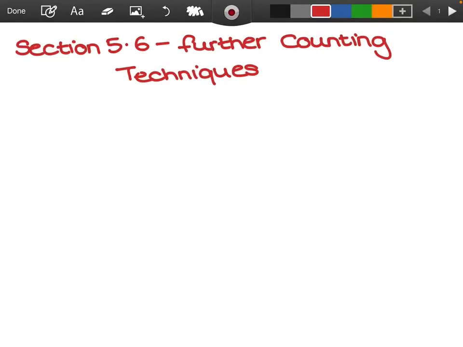In today's video, we're going to look at section 5.6, which is further counting techniques. This brings together some of these counting techniques that we have looked at within chapter 5, using all of these ideas of permutations, combinations, factorials, etc. And when you see a problem, kind of thinking logically about how you would solve it using those ideas.